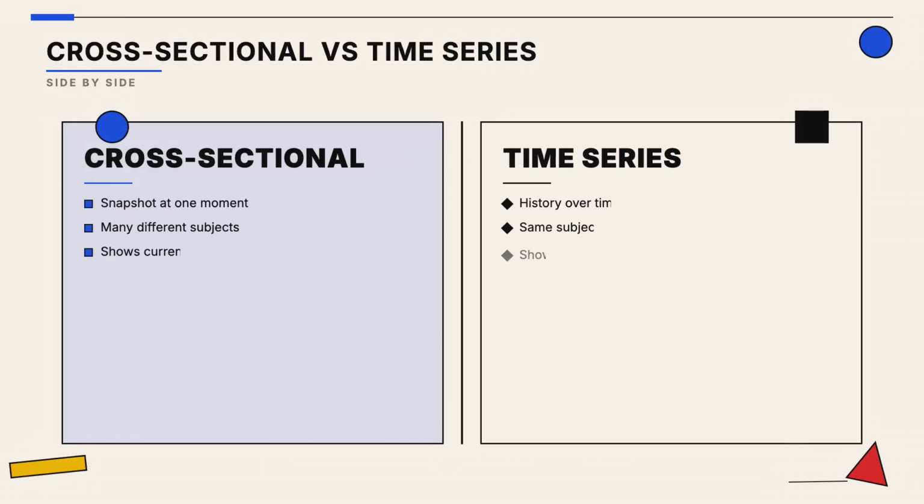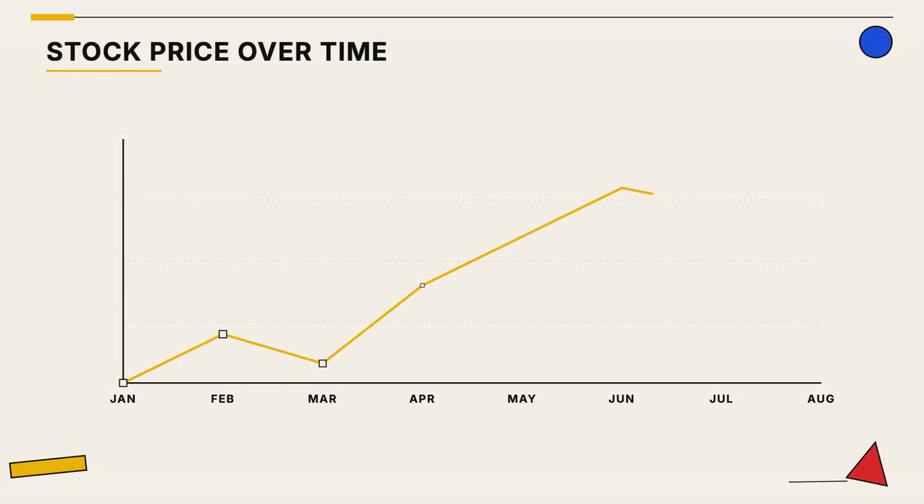While cross-sectional data gives you a snapshot of many things at once, time series focuses on the history of one thing. A common example is a stock price chart, where we track the value of a single asset across many days or months.